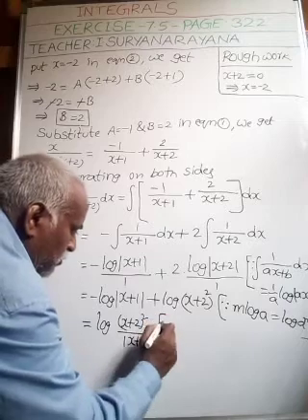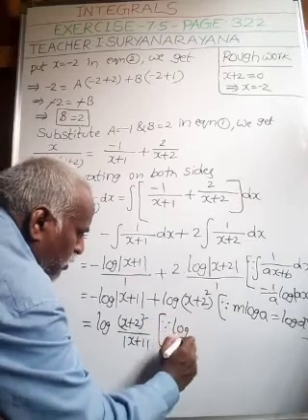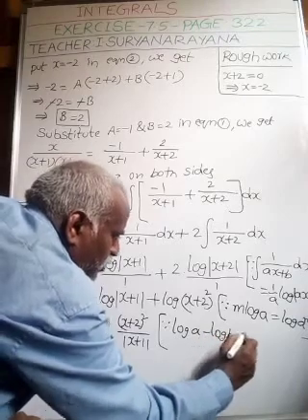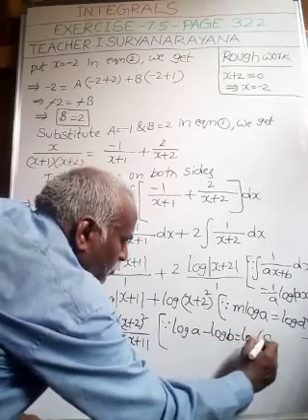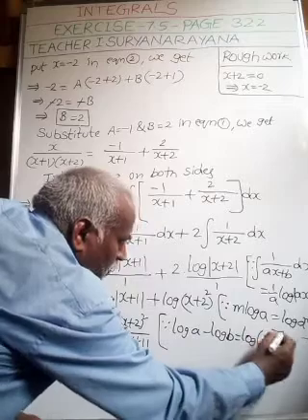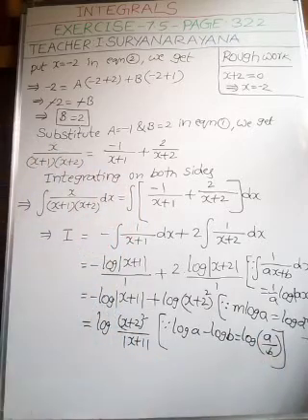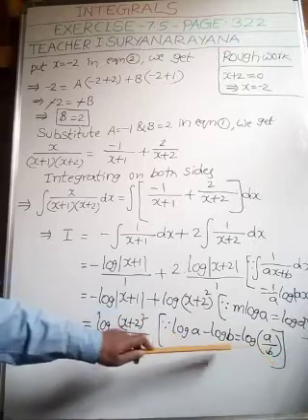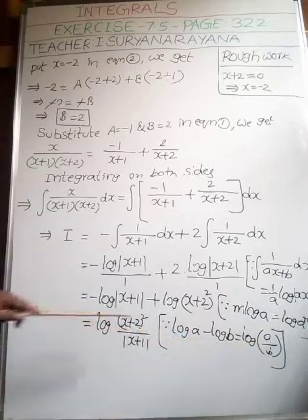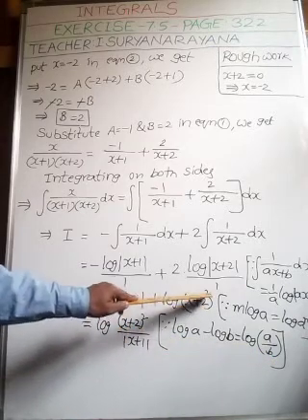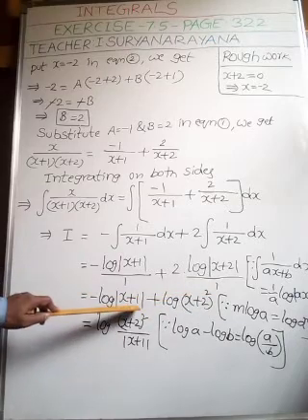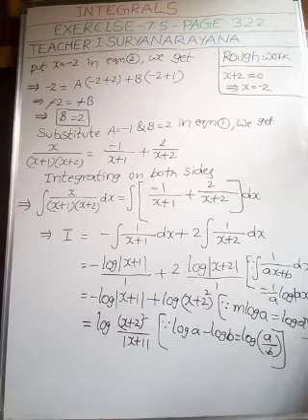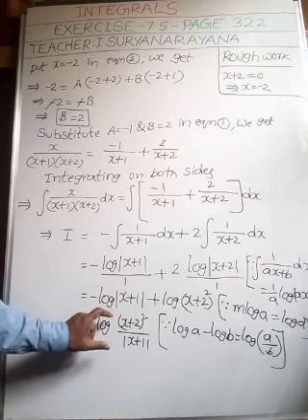Because log A minus log B is equal to log of A by B, by using this logarithmic property, where A means x plus 2 whole square, B means mod x plus 1. Understood this step, my children? Right. So the simplification part is also over.